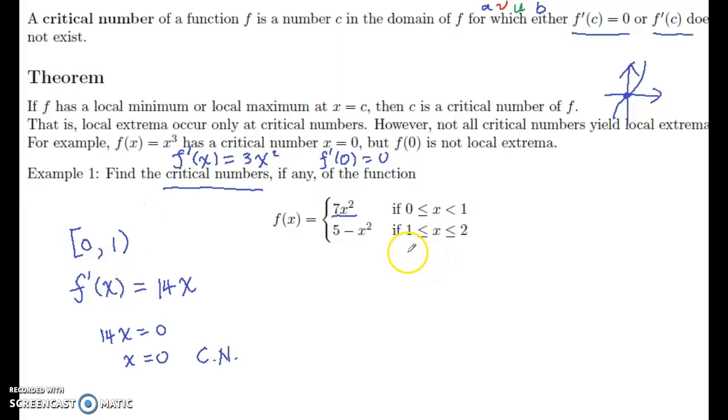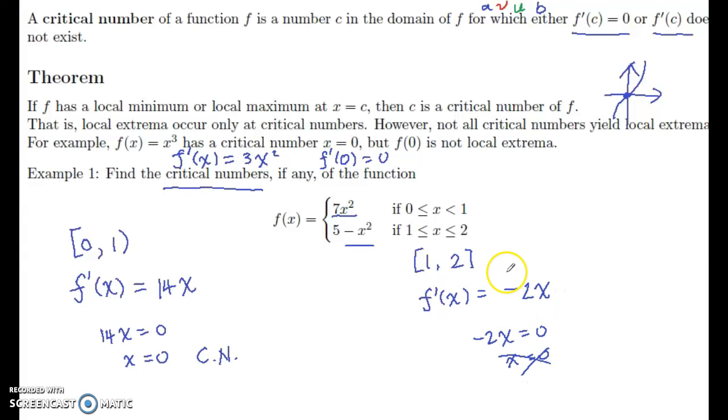Now let's take a look at the interval [1, 2] inclusive. f prime of x is the derivative of 5 minus x squared, which is just negative 2x. When is negative 2x equal to 0? When x equals 0. Does x equals 0 belong to this interval? No. So x equals 0 is not a critical number in this region, but it is a critical number in the other region. So overall, x equals 0 is a critical number.